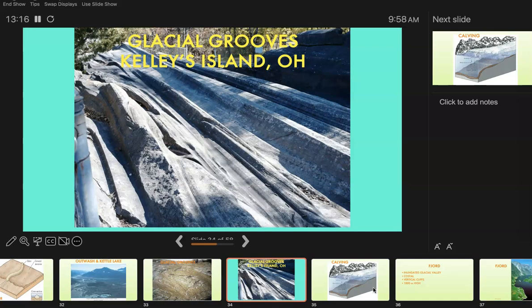But at any rate, they're rare. There are a handful of places that have them, and they're a cool feature.